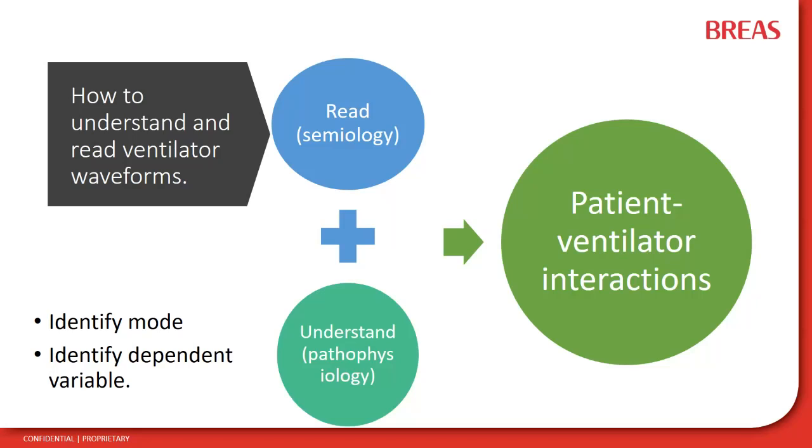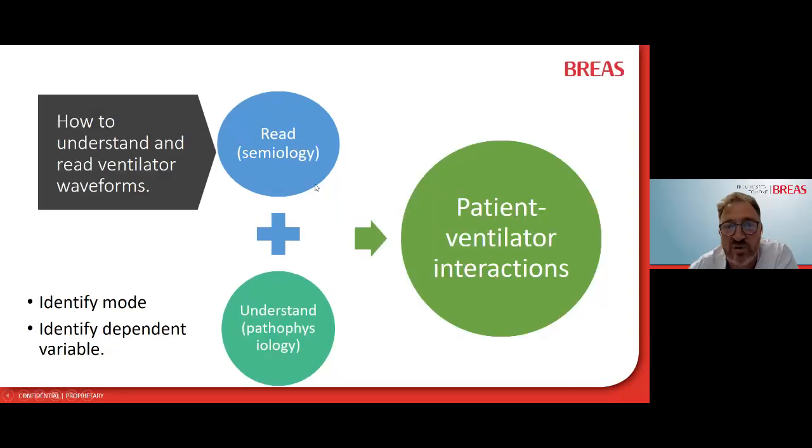So, in summary, how to read and understand ventilator waveforms. First of all, identify the mode. This is the first step. The second step would be to identify the dependent variable, which will provide you 90% of the information. The adequate interpretation of patient-ventilator interaction is a combination of understanding these waveforms and a systematic procedure in reading them.